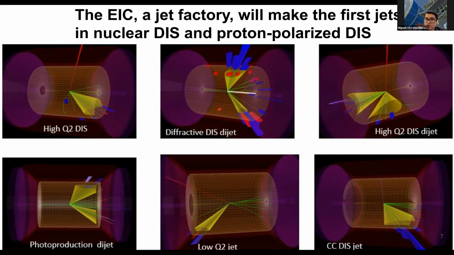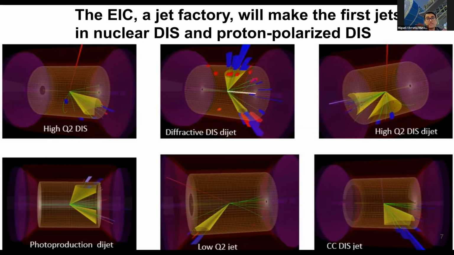And here I'm showing you just a few event displays of the different types of reactions that we will be able to study in the EIC. Many of them involve jets in the final state, and they're rather different reactions like deep inelastic scattering, but also diffractive scattering and photoproduction, even charged current deep inelastic scattering, and so on.